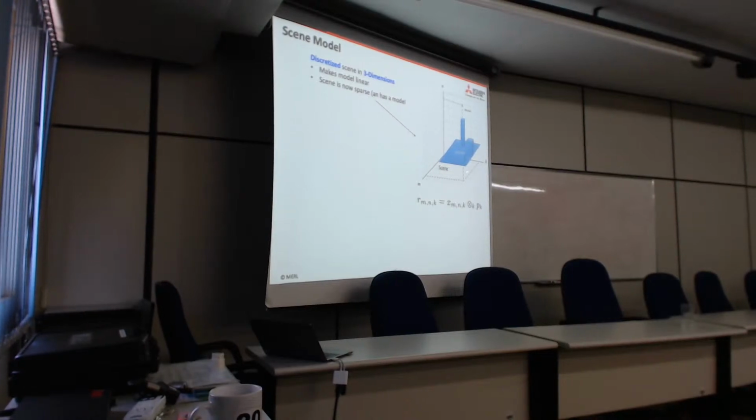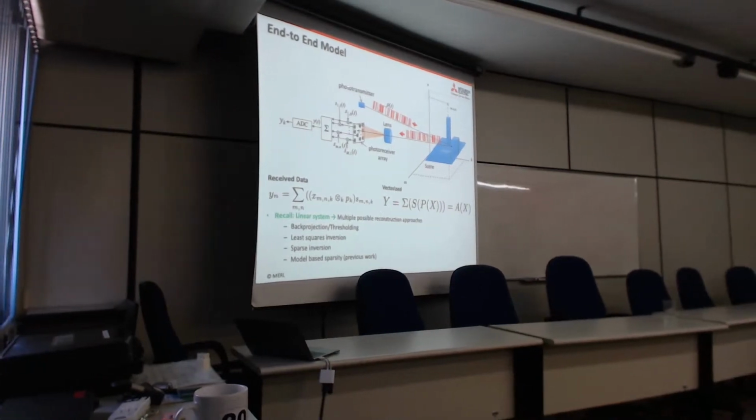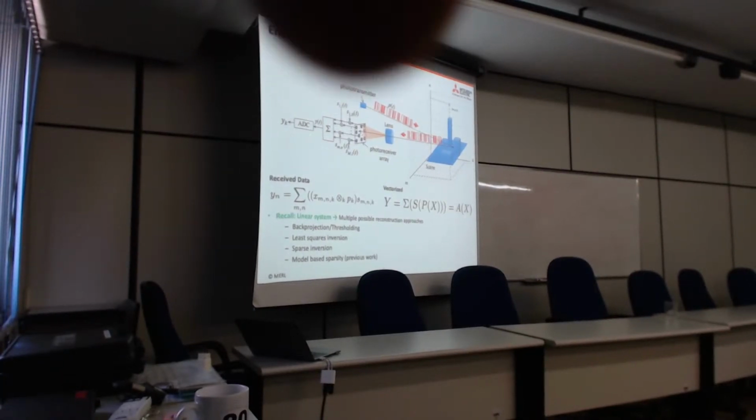But if you make your model like that, your scene is a 3D scene now instead of just trying to recover amplitude and distance. Your scene is now sparse, and you can add a model. You can say, let's say it's sparse in depth, or there's one reflector in every direction. So you can take that model, and then your acquisition is linear. So at the end of the day, you get y = Ax, as we've done before. The pulse gets convolved with the scene, comes back, gets multiplied, sampled, and summed. But at the end, you get a linear system, and we've managed to convert intensity and depth to a linear system.